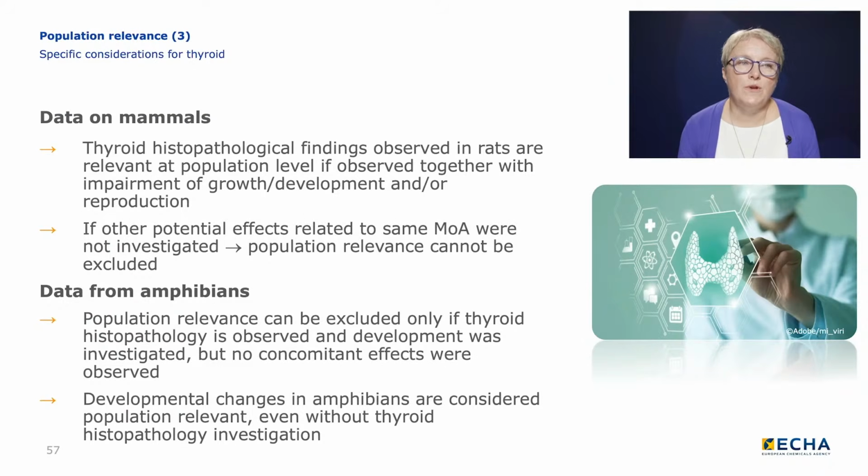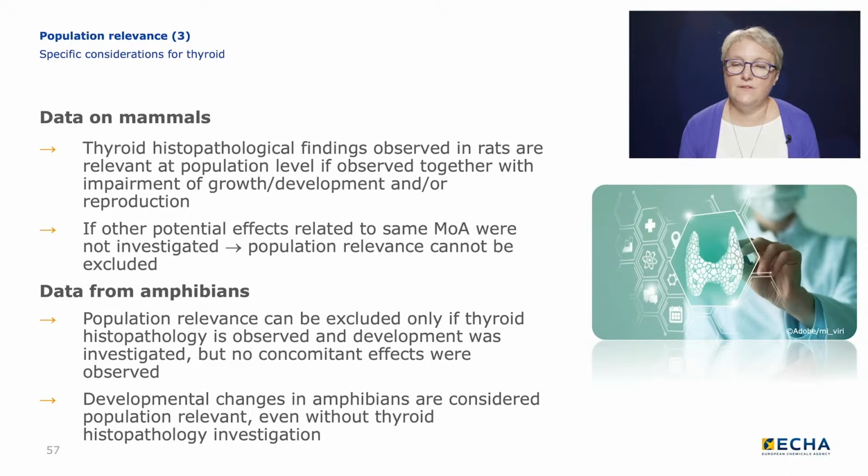When addressing population relevance, some special considerations need to be taken for thyroid. When using mammalian data, it is important to understand if there are other effects which may be caused by the same ED mode of action and can further support the conclusion on population relevance. For example, thyroid histopathological findings observed in rats are relevant at population level if observed together with impairment of growth, development, or reproduction, or with support of other data in the weight of evidence approach.